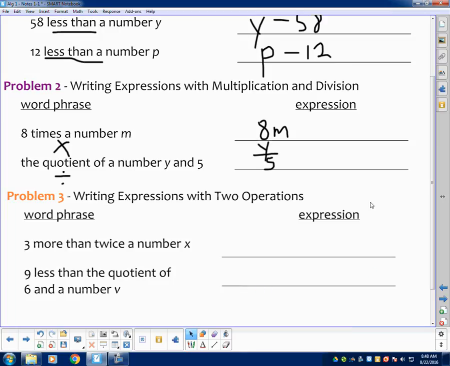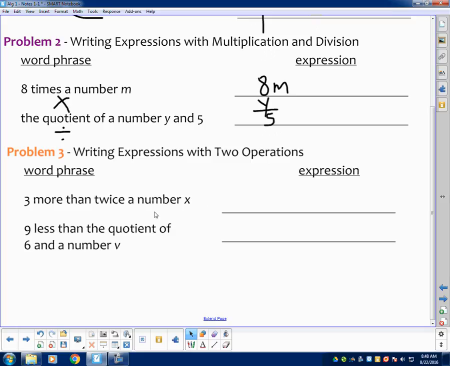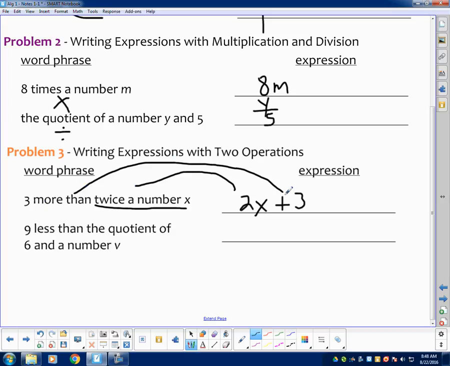All right. Writing expressions with 2 operations. This is a combination of the 2 we just did. 3 more than twice the number X. So we're going to start with twice the number X and do that first because of the more than phrase. More than is going to take whatever is more than and put it on the other side. So it'll be plus 3 on the right hand side, on the end of the phrase. So twice the number X, and we'll do that first. That's the 2X part right here. And then the more than part is the addition sign right here.